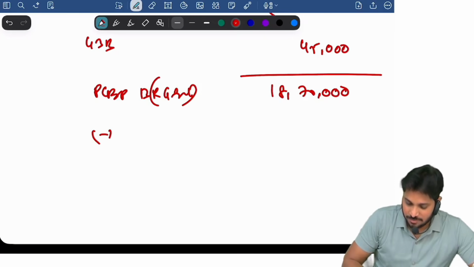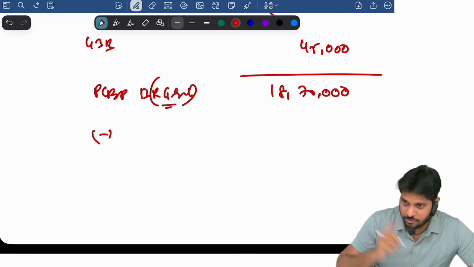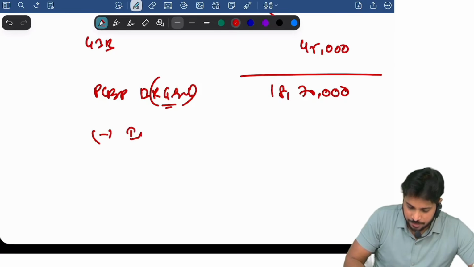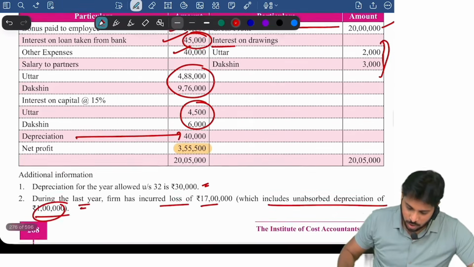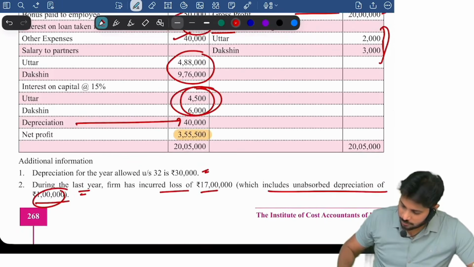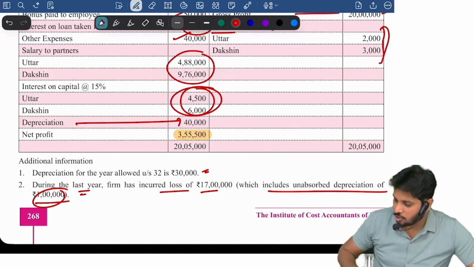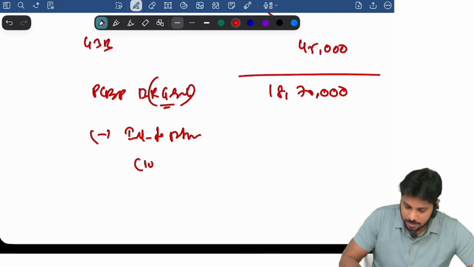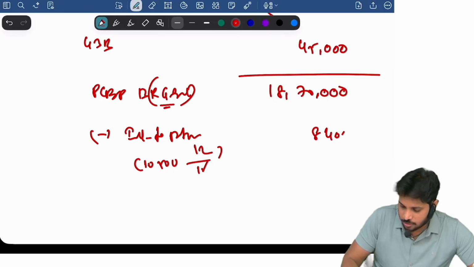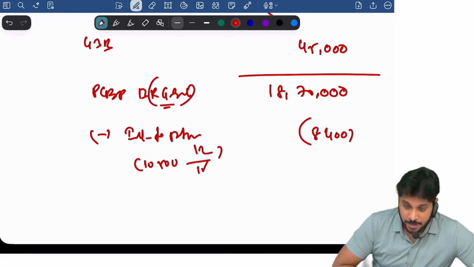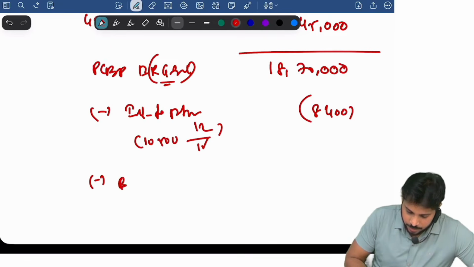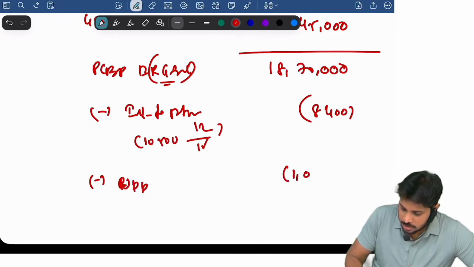Now, first I will compute income of the firm before interest, before remuneration. Minus interest to partner. We get deduction only how much more? 12%. This 10,500 is for 15, but for 12 how much? 8,400. Am I right? 10,500 divided by 15 into 12. How much is it? 8,400. Now for the purpose of computing book profit, you should reduce unabsorbed depreciation also. Okay, minus unabsorbed depreciation. How much is it? 1 lakh.